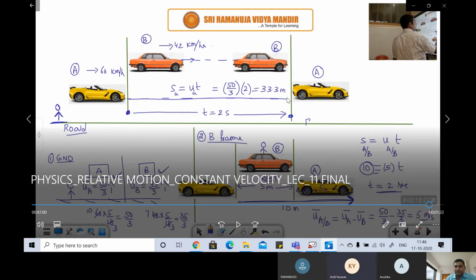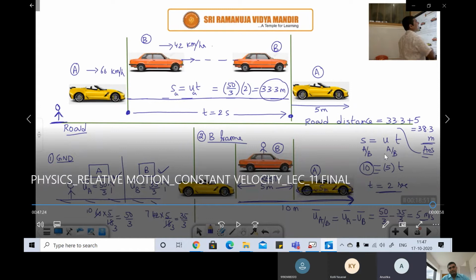That is 33.3. But this is not the answer. Why? Because the engine has covered still some more distance. What is the distance? 5. So total 38.3. Correct. 38.3. Understood? Okay. So this is very, very important.